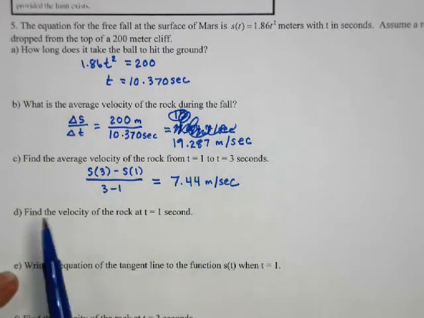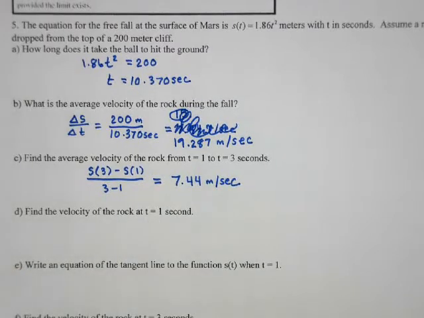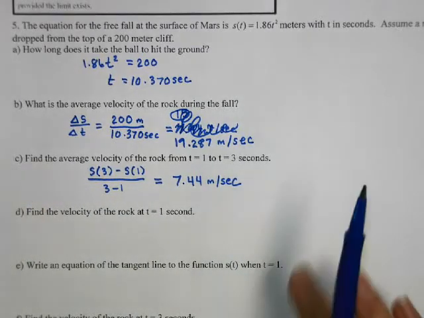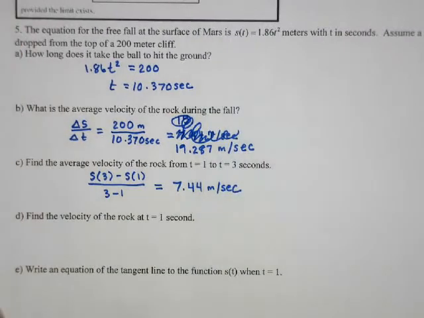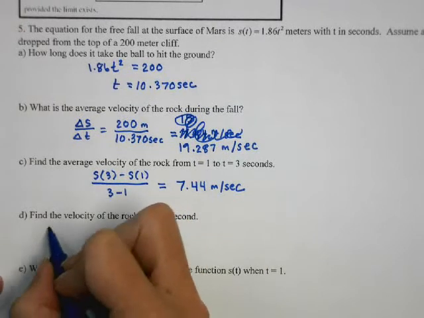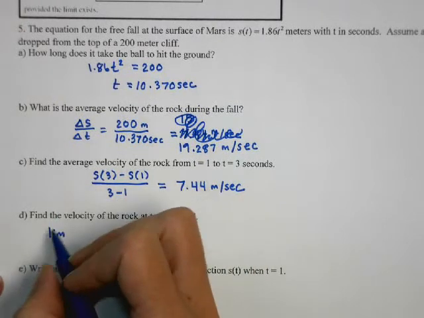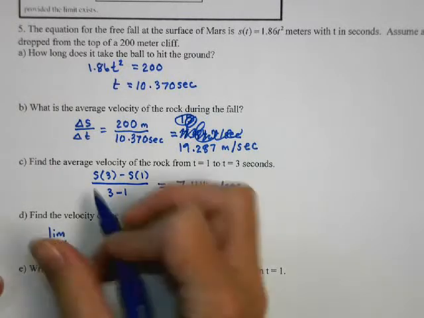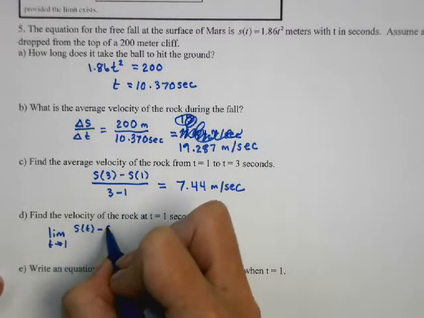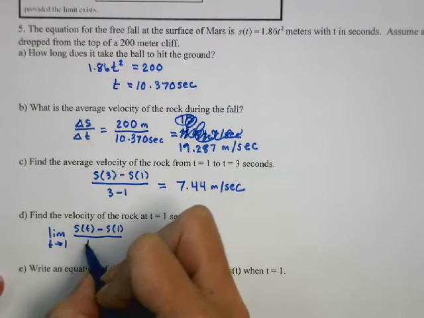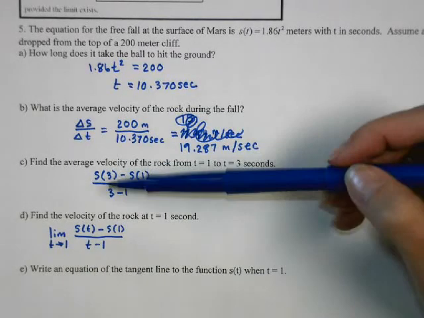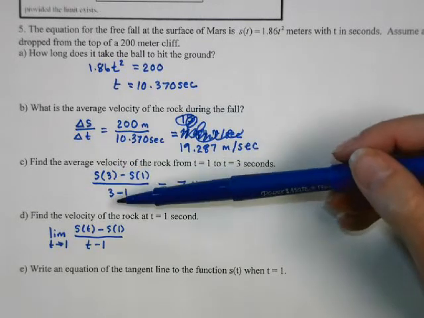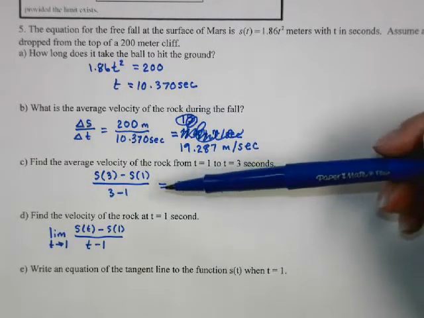We take that idea, now we want to look at the velocity at t equals 1. Well, I can't plug it in. We want the instantaneous velocity. So that's going to go back to our limit definition. So we want the limit as t goes to 1 of s of t minus s of 1 over t minus 1. So looking at this, here we looked from 1 to 3. I want to get as close to that point of 1 as I can.